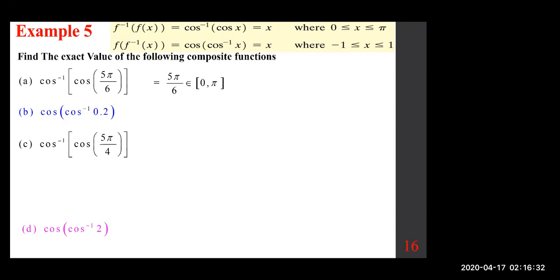What is the answer to part B? Can anybody tell us the answer to part B? Okay, class, the answer to part B is 0.2. You're looking at the inverse function. Inverse is between -1 and 1. We are okay, so it's 0.2. They undo each other, and that's something you want to pay attention to. Do they undo each other or not? And when?